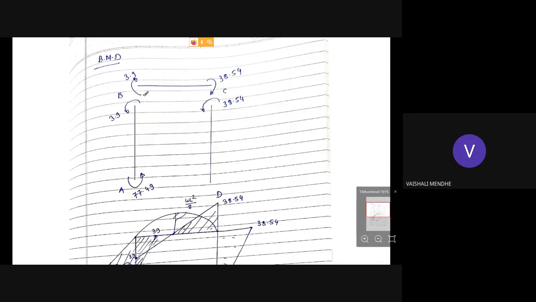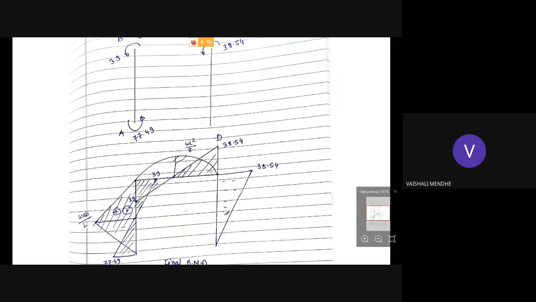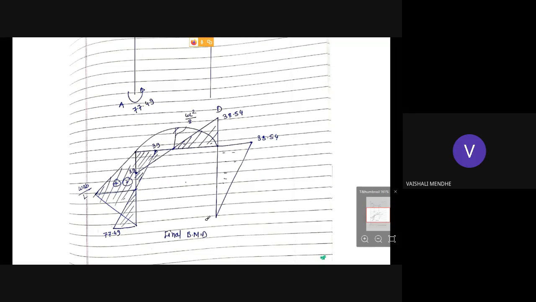Then you can plot the bending moment diagram. Okay, AB, BC and CD. Member AB fixed end moment is anti-clockwise, BA is again anti-clockwise, BC clockwise, CB clockwise and CD anti-clockwise, and at DC the moment is 0. You'll get the bending moment diagram like this. Okay, so up to this you have to solve the problem.